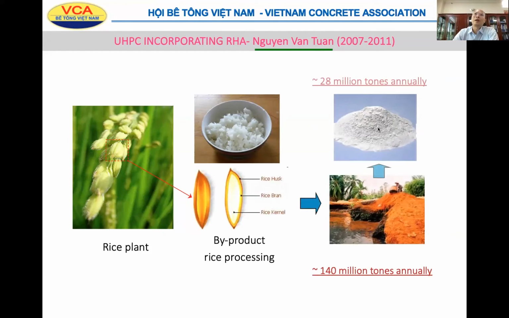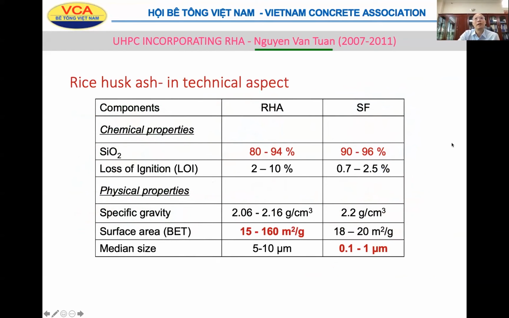And you know that in Vietnam, we produce a lot of rice, 140 million tons per year. And we estimate that we can get 28 million tons of rice husk ash annually. And Tuấn found that the rice husk ash has a lower content of silicon oxide, but it has a very large surface area. He measured different rice husk ash types, and he obtained results from 15 to 160 square meters per gram, because rice husk ash has a porous structure compared with silica fume.